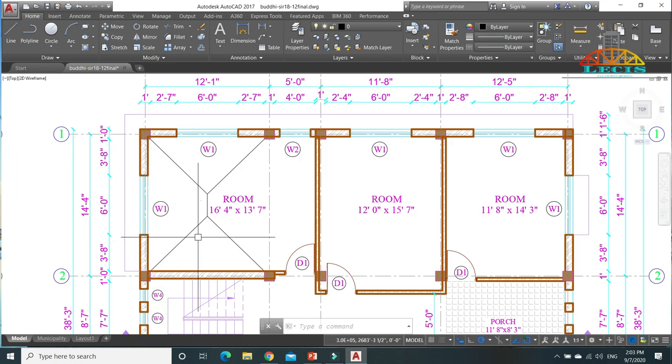This area of the slab load is transferred to this beam. This triangular area of the slab load is transferred to this beam. Similarly, this triangular area of the slab load is transferred to this beam, and this trapezoidal area of the slab load will be transferred to this beam. We need to do this to every slab panel. So let's do it for all the slab panels here.